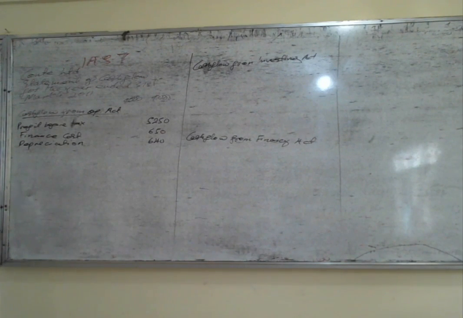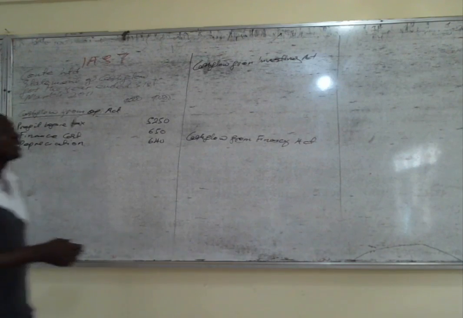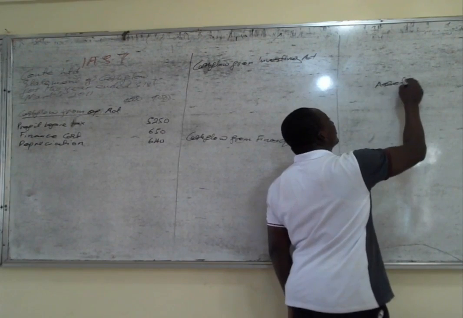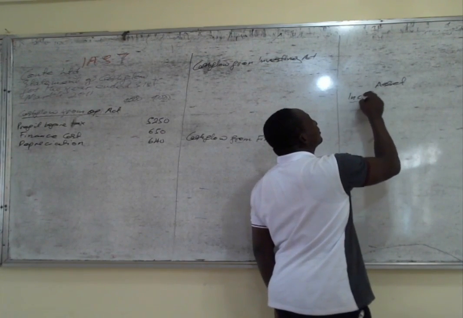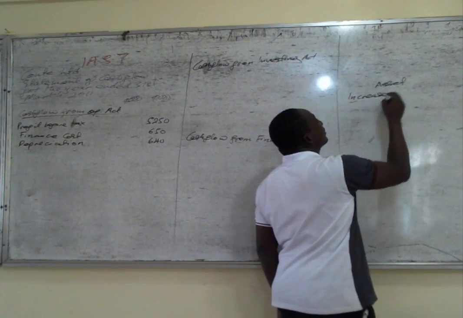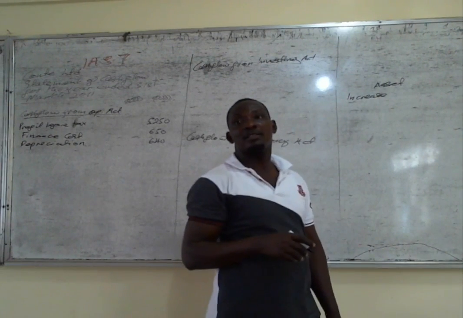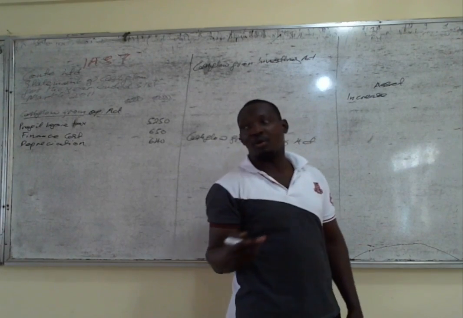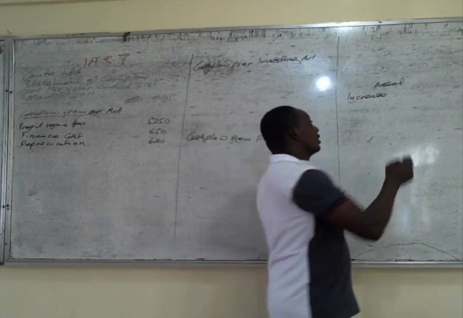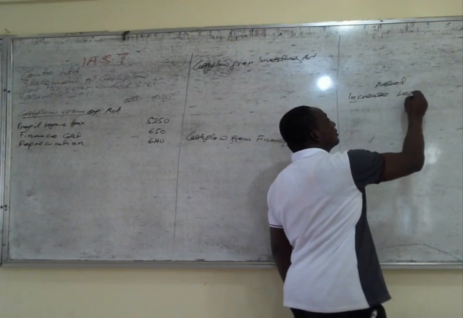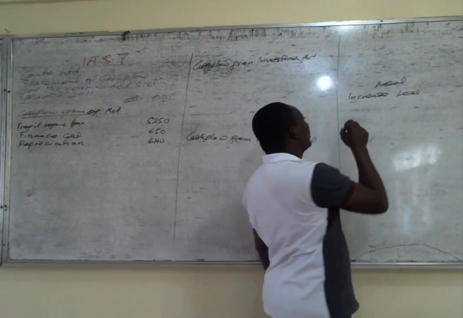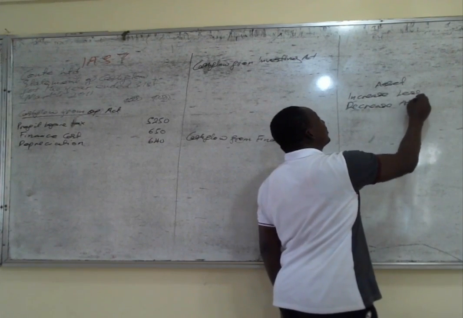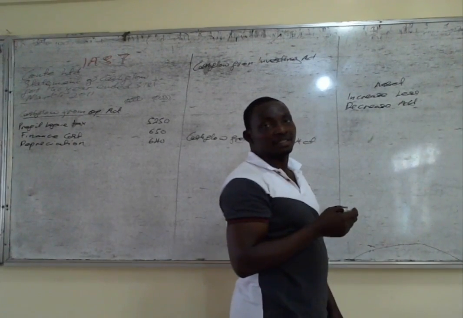Increase. So what you have to put at the back of your mind is that for assets, if there is an increase in assets, it means that we are paying more. So if you are paying more, your cash is going down. So the increase will be a deduction. Less. If there is a decrease in assets, you just add.